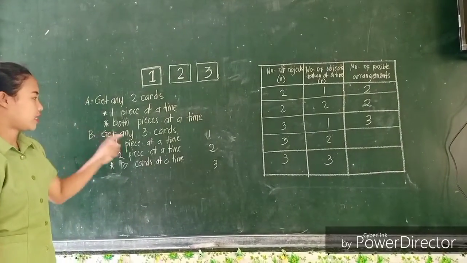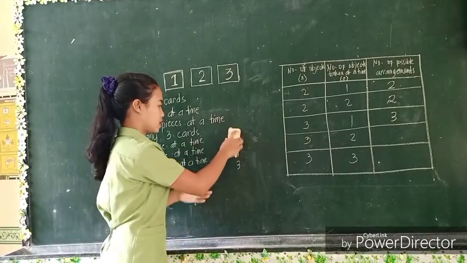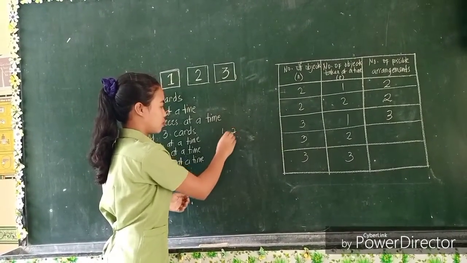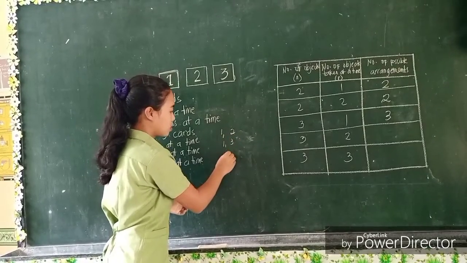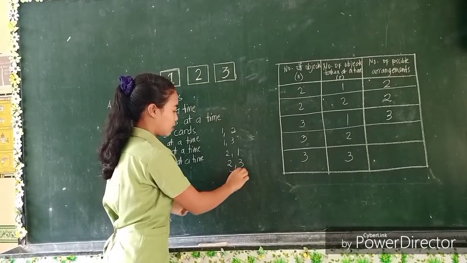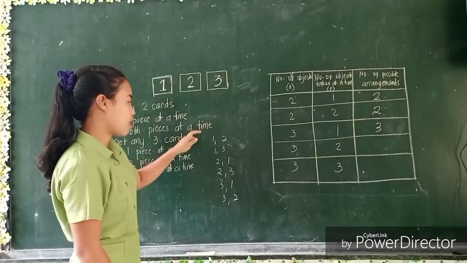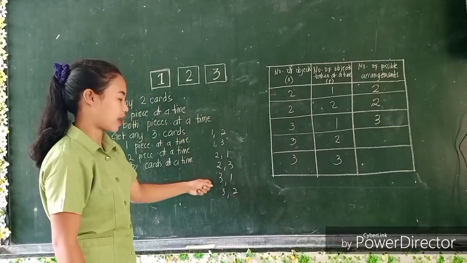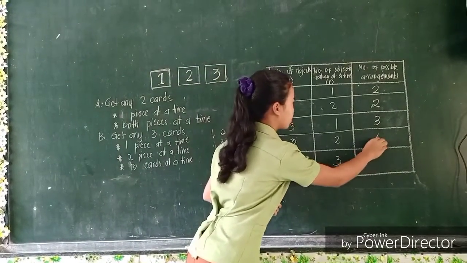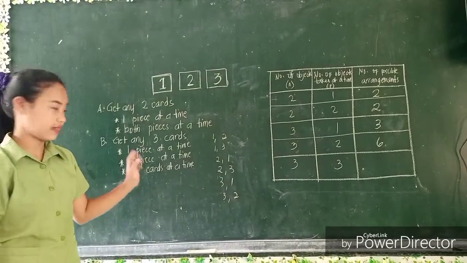Next, arrange 3 cards 2 pieces at a time. Let's see. We have 1, 2; 1, 3; 2, 1; 2, 3; 3, 1; and 3, 2. Let's count how many possible arrangements: 1, 2, 3, 4, 5, 6. So there are 6 possible arrangements if we arrange 3 cards 2 pieces at a time.